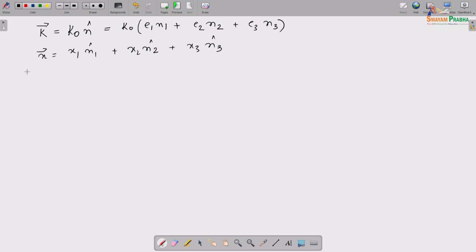Then, actually, this also I should write as, say, this. Or should I write it like that? Yeah. Okay. Correct. These are the unit vectors basically.